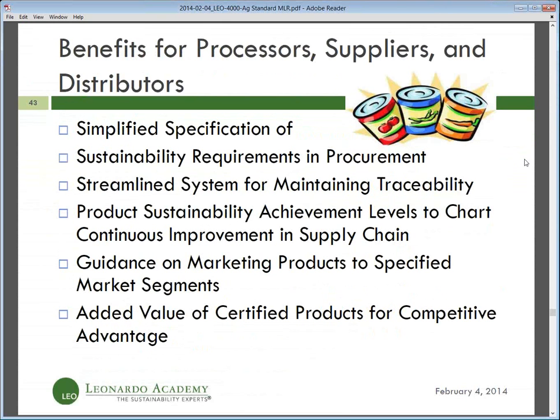There are a number of benefits for processors, suppliers, and distributors as well. We have simplified specification of sustainability requirements in procurement, a streamlined system for maintaining traceability, and product sustainability achievement levels to chart continuous improvement in the supply chain. So if you are Dole and you want to make sure that your products are meeting a certain level of sustainability, you can tell all your producers that they must meet, for instance, Leo 4000 Silver certification. We will also provide guidance on marketing products to specified market segments, and you'll have the added value of certified products for competitive advantage.